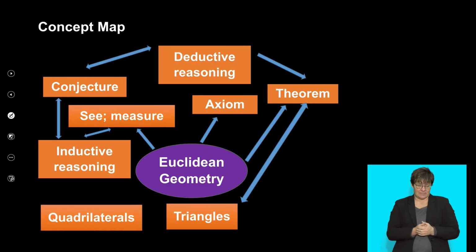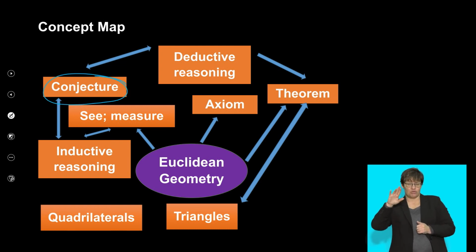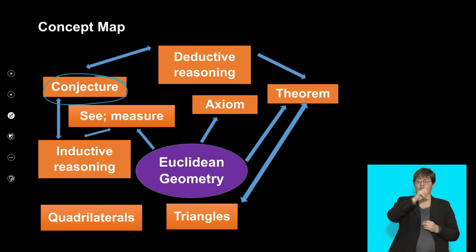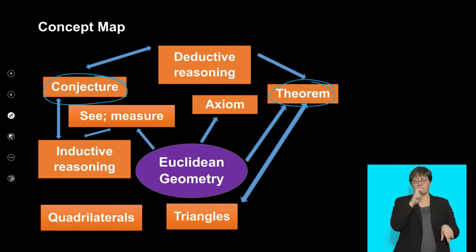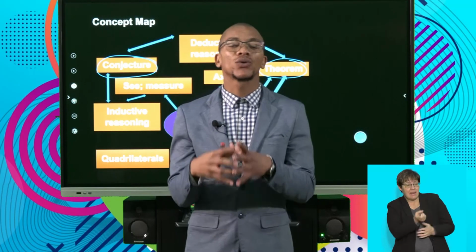Now, please remember that with Euclidean geometry, there's what we call conjectures. These do not have proofs. It's just a statement without any reasoning. The theorems is what we've been trying to look at now, and that's what you guys need in order to make sure you understand what Euclidean geometry is all about.